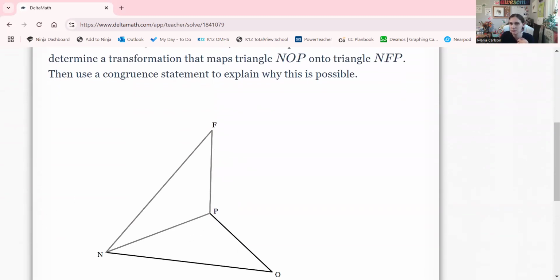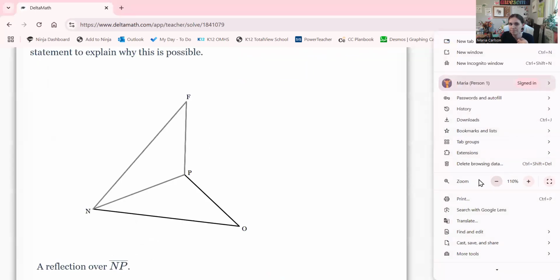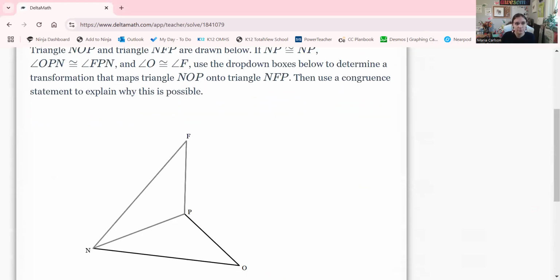Let me zoom out a little bit. NP is congruent to NP. So let's mark that here. That's a side congruent to a side. Now OPN, so let's change colors. OPN, that is this angle right here. That is congruent to FPN. So same angle, other side. These two angles are congruent. And angle O is congruent to angle F. So here's angle O, and here is angle F.